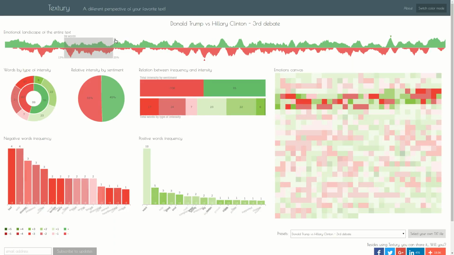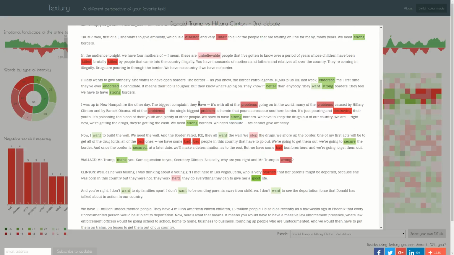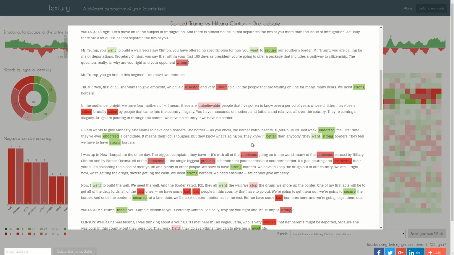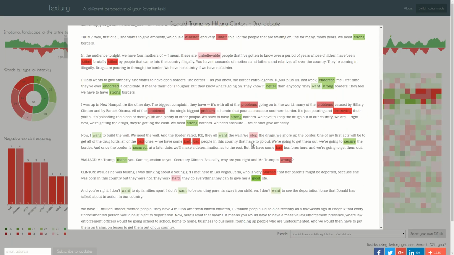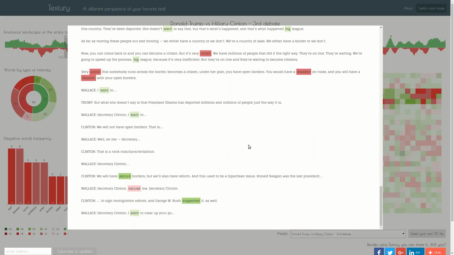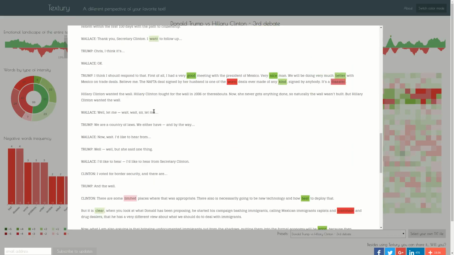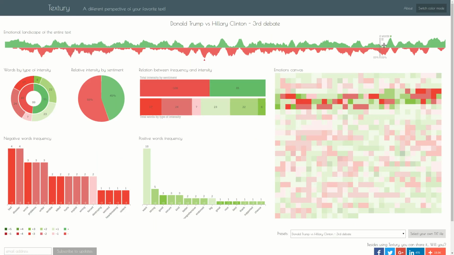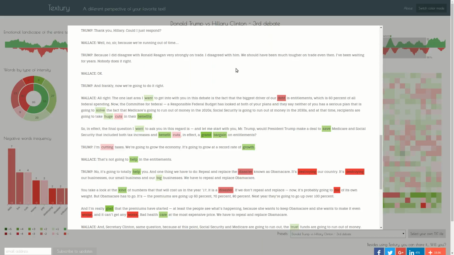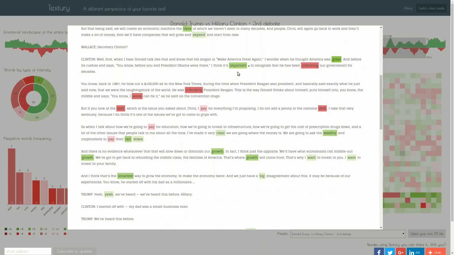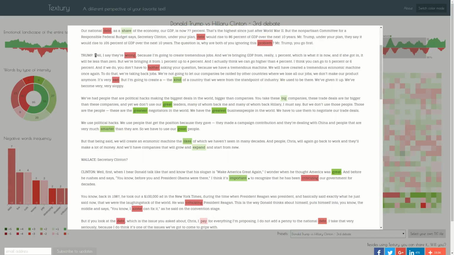So we can also see here a lot of emotions mixed up. Positive and negative and so on. And here is mostly nothing, and so on. And the positive peak goes to Trump. So you see Trump has the positive peak here.